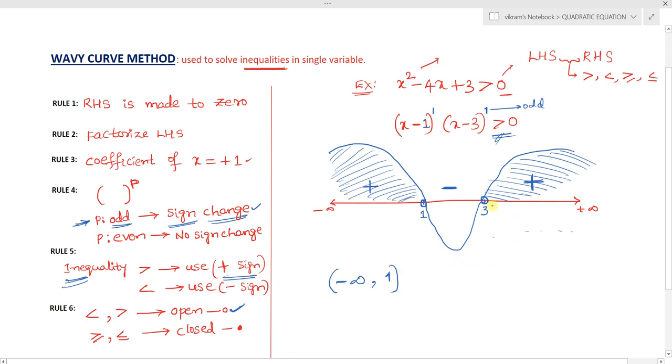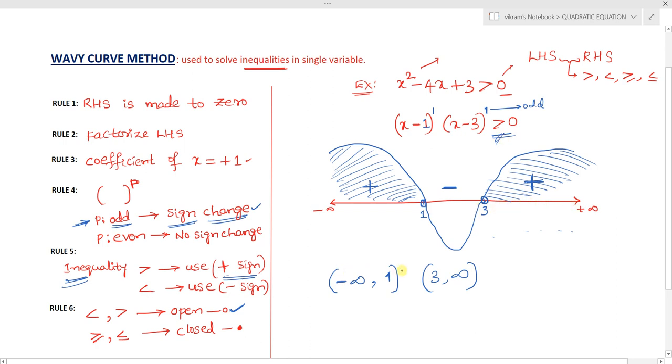Then the next region is 3 to infinity. 3 is also an open brace. Why? Because the inequality is greater than only. Greater than means use open braces, and infinity is always with open braces. Now the two regions: minus infinity to 1 is a solution for (x minus 1)(x minus 3) greater than 0. Similarly 3 to infinity is also a solution.